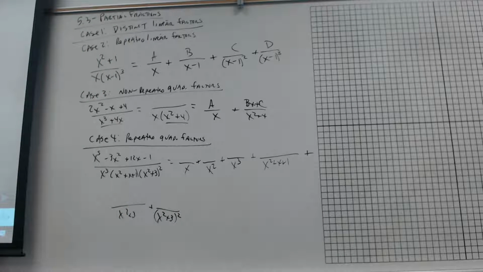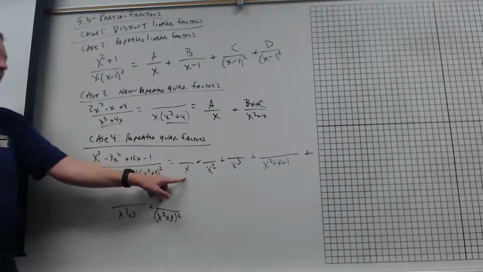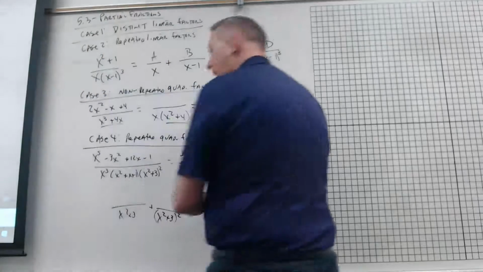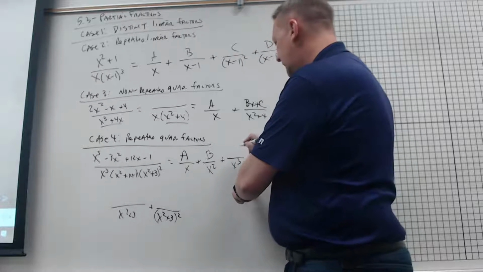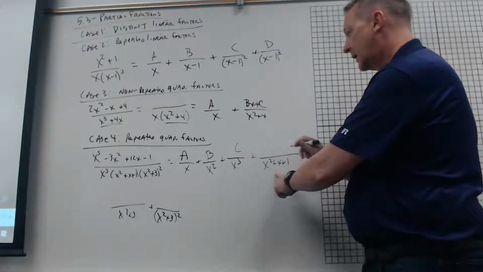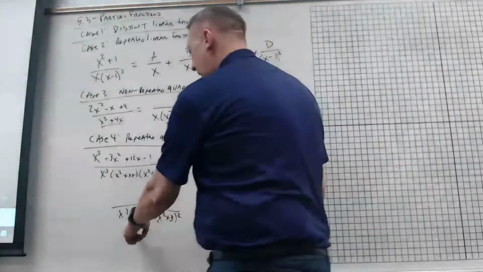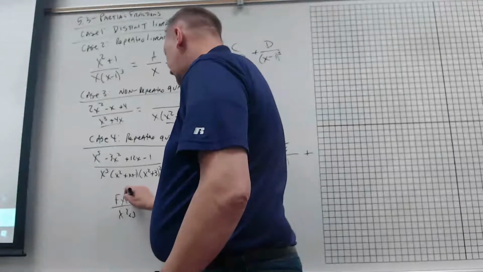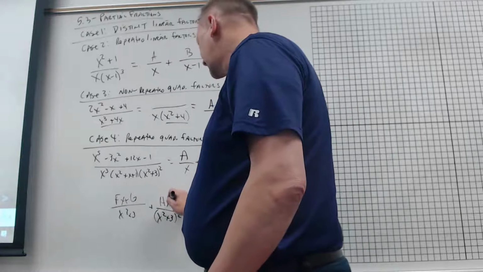This is going to be a long one. Okay? This one almost makes me want to solve it. All right, so let's see here. What should I put here? A. And B. And C. And dx plus E. And fx plus g. And hx plus I.